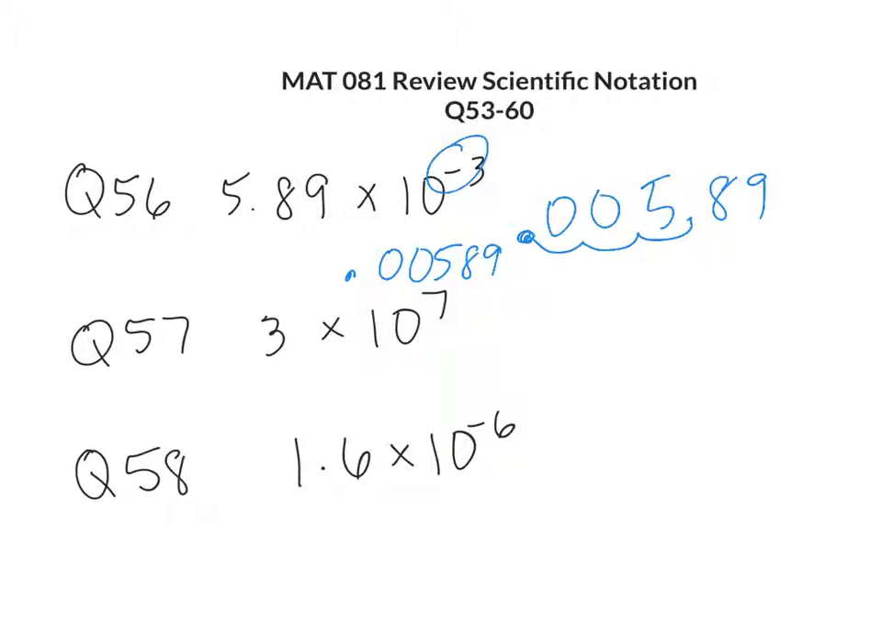Here we're going to have to move it 7 times. And since it's already at the end, we're just going to write 7 zeros. 1, 2, 3, 4, 5, 6, 7. So this is 30 million.